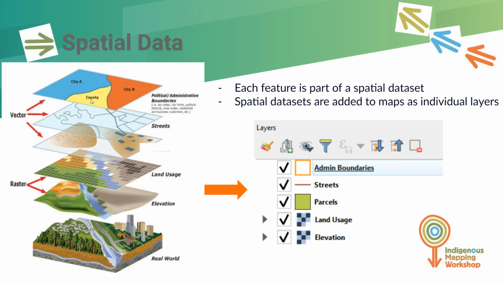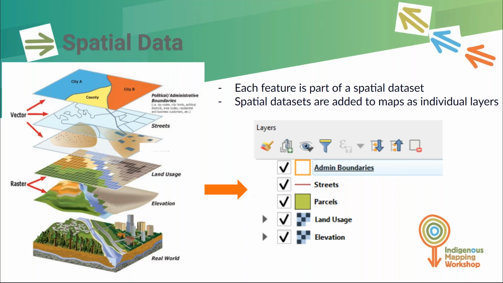Then we have all these sort of individual layers of data we've collected, streets, political boundaries, and then you can see satellite images of land use and satellite-derived elevation data. And each of those features is part of a data set, a spatial data set. And those data sets come into maps as individual layers.